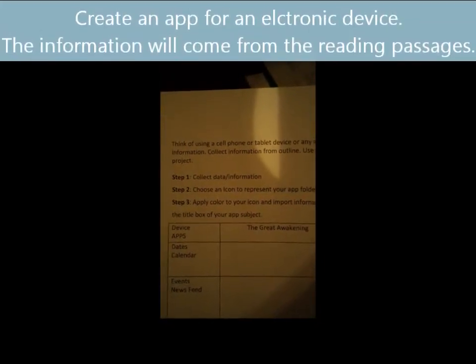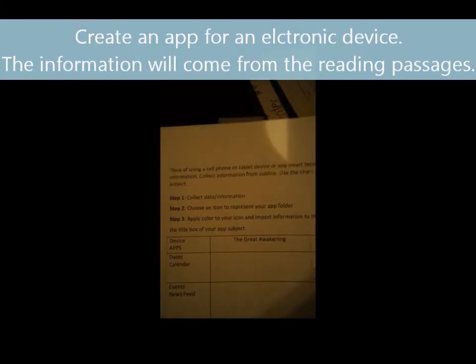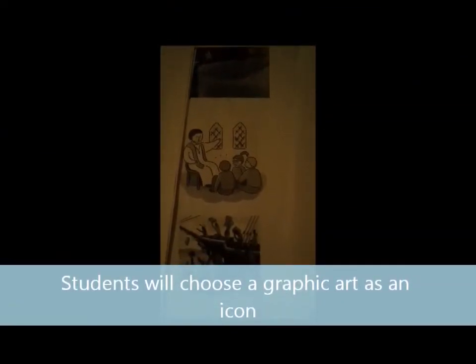Okay, and then the next learning center is going to be our project or experiment. What I want to do is connect them to technology. So the technology will be that they're going to create an app. Okay, and that's the directions for that. So the topic is over the Great Awakening and the Enlightenment. And once they get notes about this, they can go to the graphics page right here, and they'll be able to illustrate.